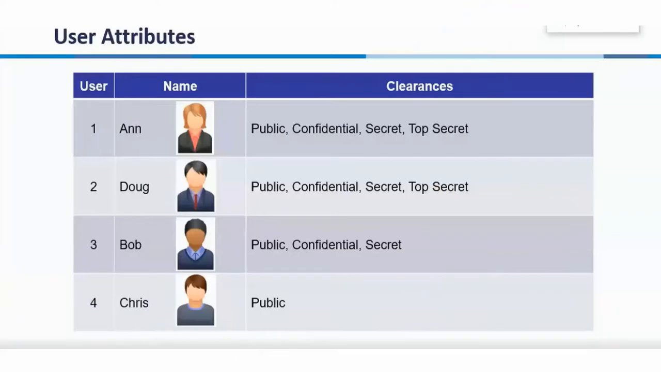First, we'll talk about the user attributes. Four different individuals are defined: Ann, Doug, Bob, and Chris, each with a different set of clearances. Each has the ability to see certain information based on the clearances that have been defined for those particular users.